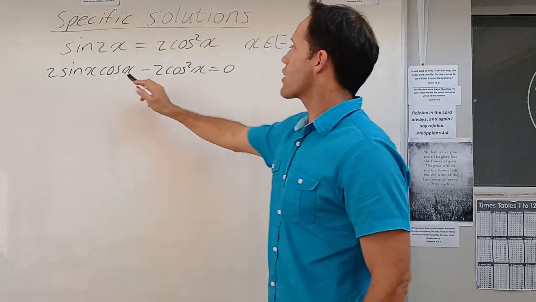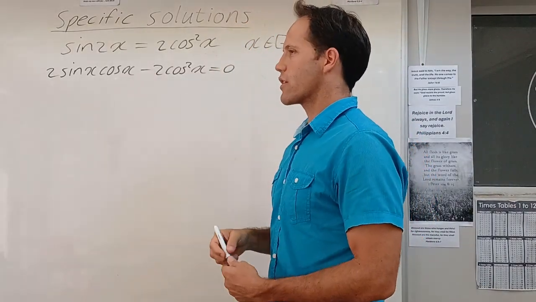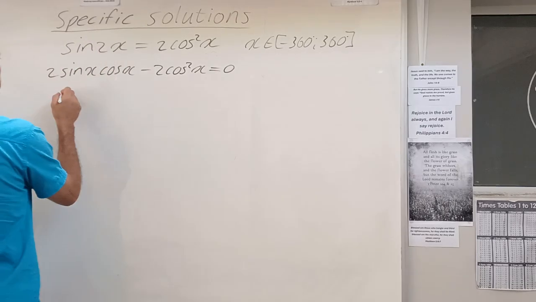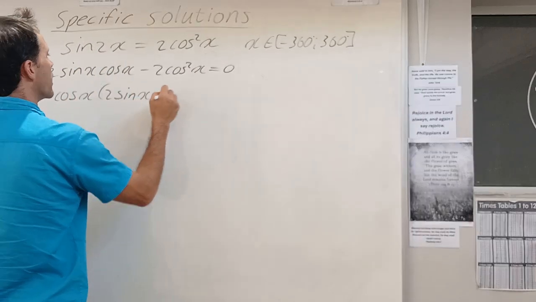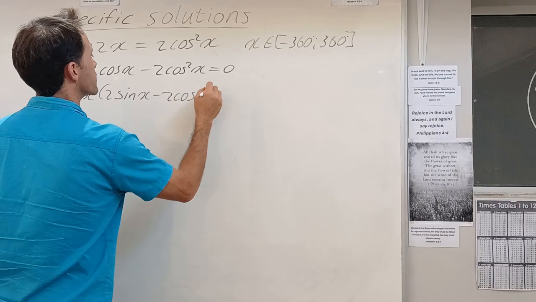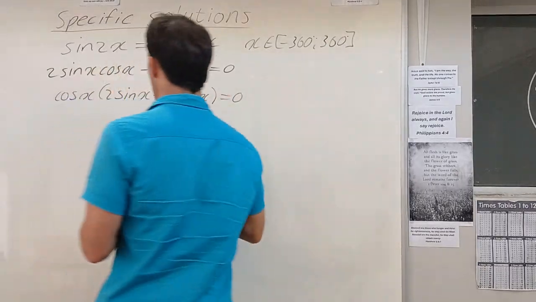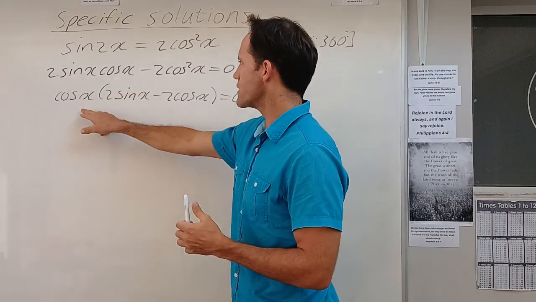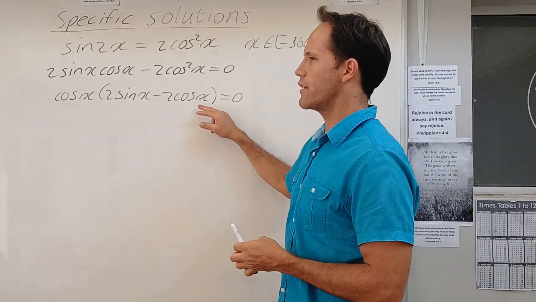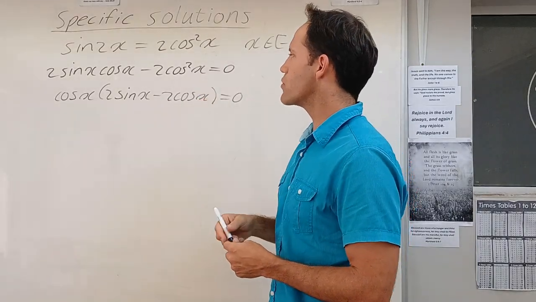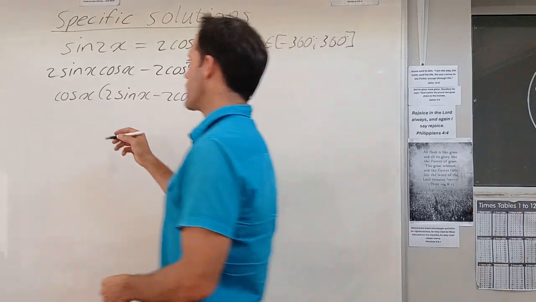Okay, so now we got a cos x that we can take out. Common factor cos x. So we can put that in the front. Cos x, and then 2 sine x minus 2 cos x equal to 0. Okay, so all we did is we took out the common factor cos x, and then you got 2 sine x minus 2 cos x inside the bracket. Okay, factorize it. So now we can already see cos x must be 0.